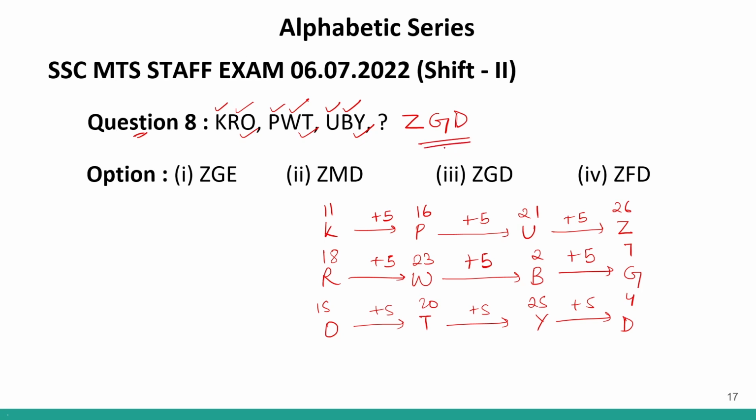So, missing element will be Z, G, D which is given in option number 3. Therefore, this will be your correct answer to the question. Clear?